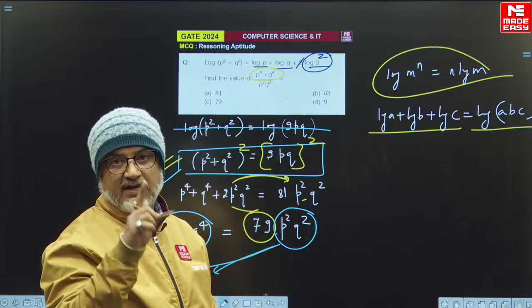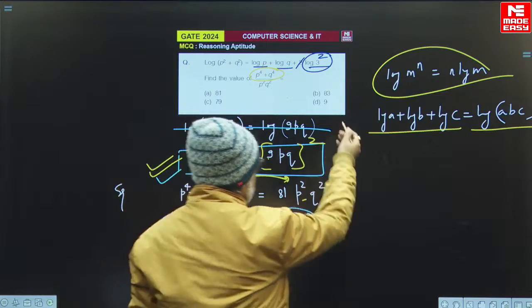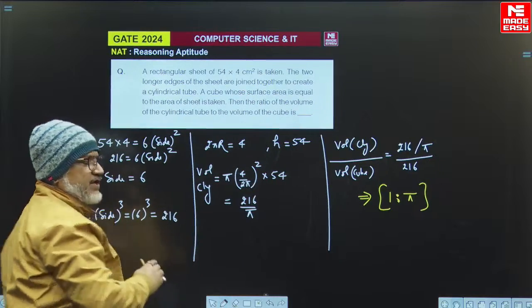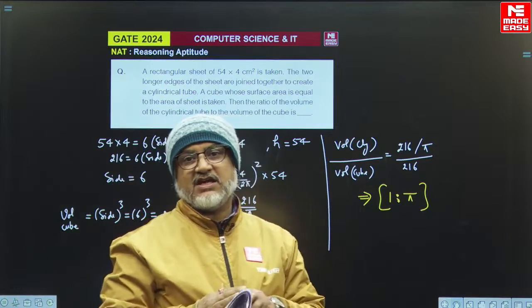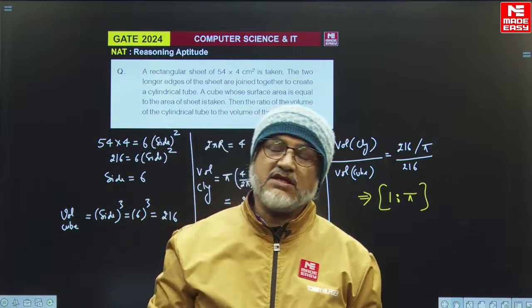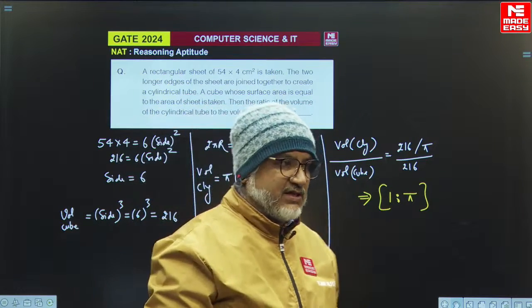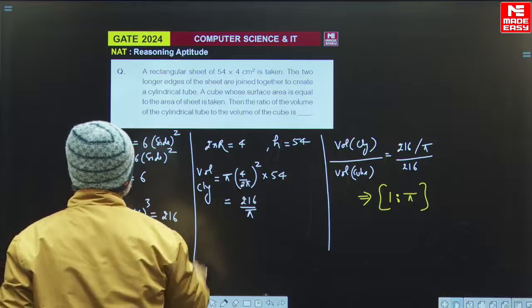Could have been done in less than a minute's time, and we have the fundamental property of the logarithms, which everybody is aware of. Now everything is on the predictable lines, and everything has been discussed in the class. Nothing outside PYQs and nothing outside whatever we have done in the class. Now let's see here what we have.